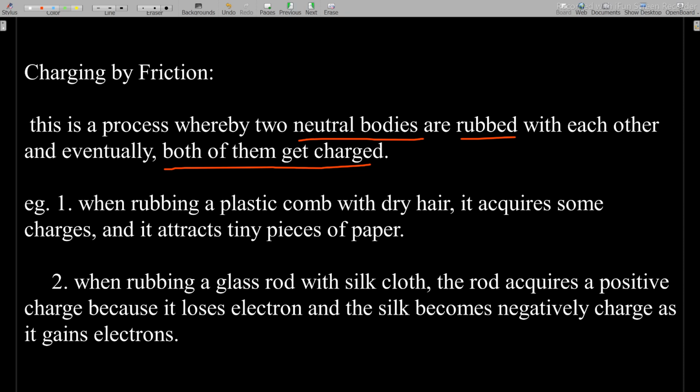The second one is, when rubbing a glass rod with silk cloth, the rod acquires positive charge because it loses electrons, and the silk becomes negatively charged because it gains electrons. So when you rub a silk cloth with a glass rod, eventually the glass rod will lose electrons to the silk. That is the idea here.